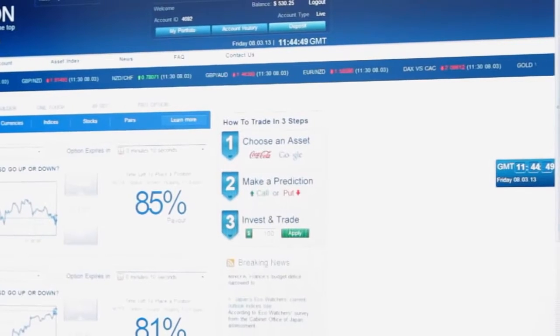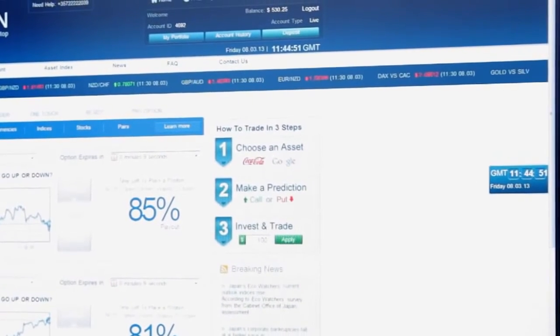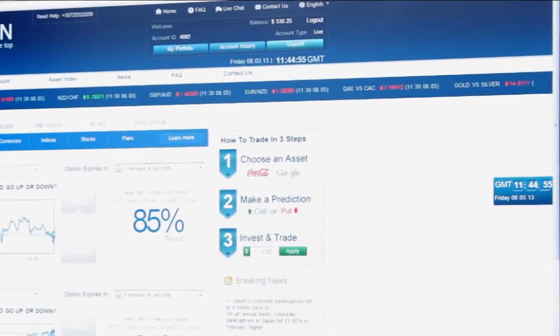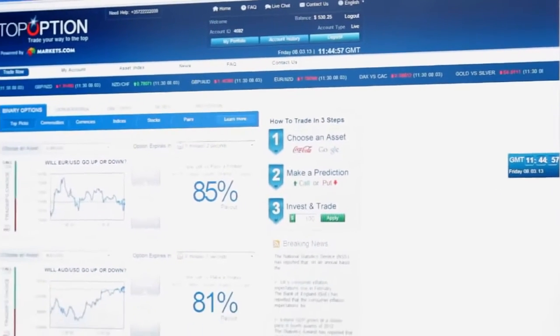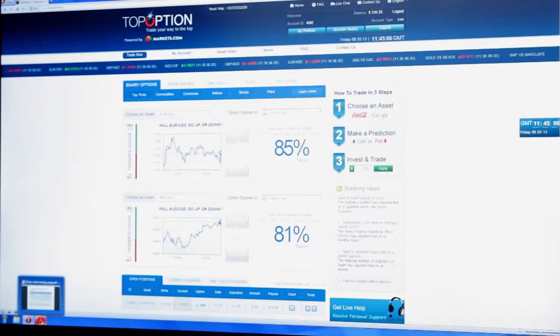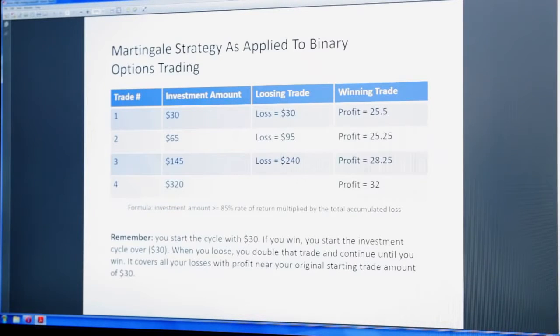All right, so we're now down to the last 10 seconds on this trade, and it looks like we didn't make it. We didn't make it again, so we have a losing trade. So what we're going to have to do now is double down. I want to refer back to our sheet here. We lost on the $30, our first trade. We lost on the $65, our second trade.